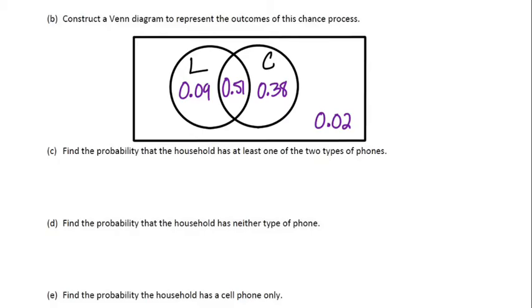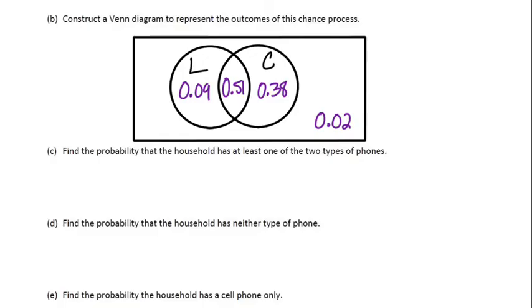All right, Venn diagram looks good. Part C says find the probability that the household has at least one of the two types of phones. So if you have at least one type, that means you have a landline or you have a cell phone or you could have both. So really we just need to represent all the people in the landline and all the people in the cell phone.